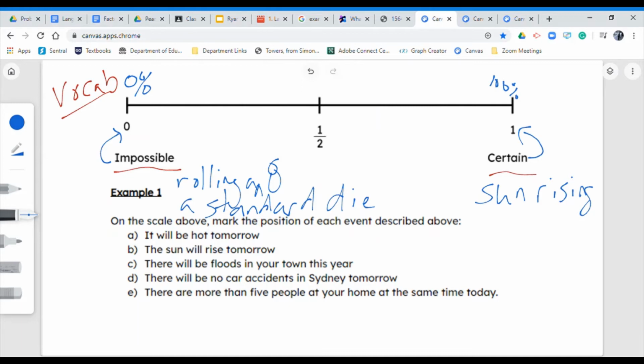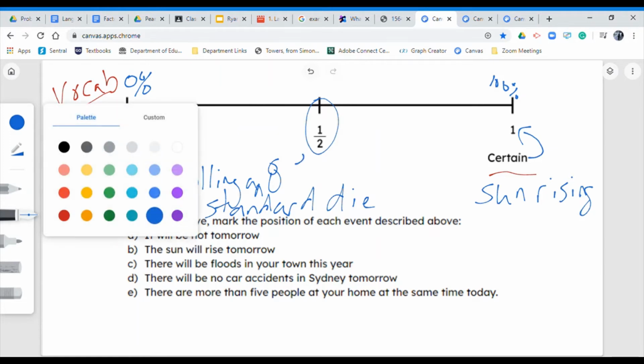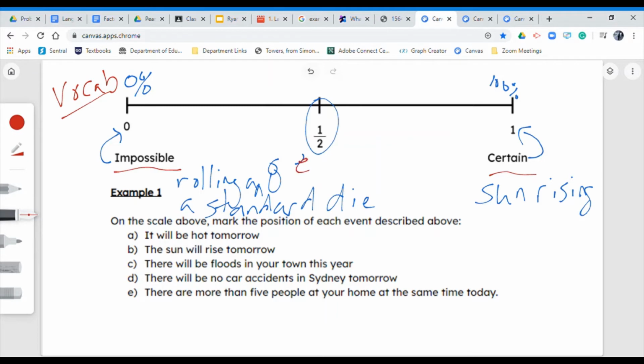Over here in the middle is something that you can think of as an even chance. Let me just change colors so it's a little bit easier to see. Something that's an even chance would have a 50% chance of happening. There we go, 50. The other way sometimes people say it is a 50-50 chance.